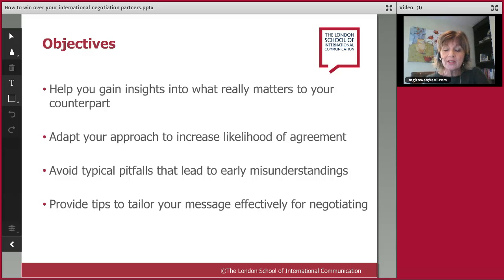So what we would like to do today is to share with you a few takeaway ideas that will instantly win over your international negotiating partners and make it easier for you to reach the result that you want.